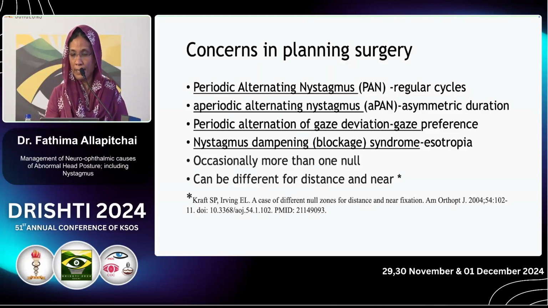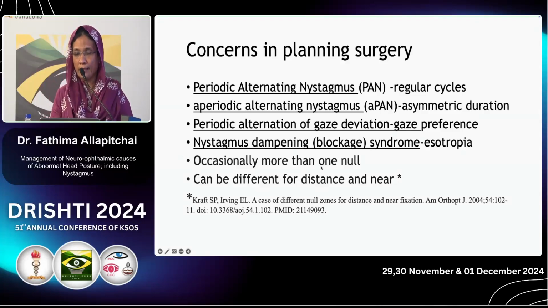In periodic alternating nystagmus, there is also aperiodic, to add to the confusion. Asymmetric duration is there, so everything should be taken into account. Multiple visits and documentation are also important, so that we can be sure this is not alternating, this is stable. Only then do we decide for surgery.